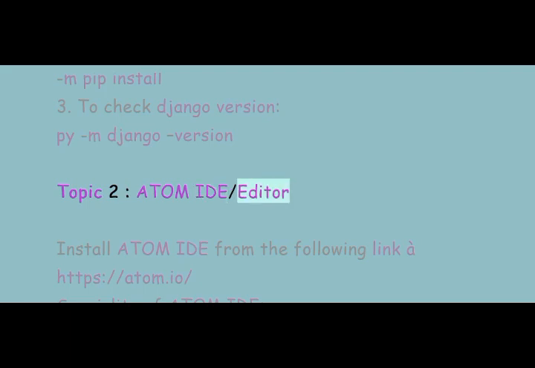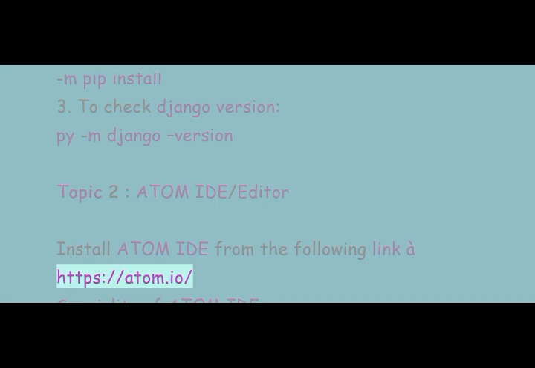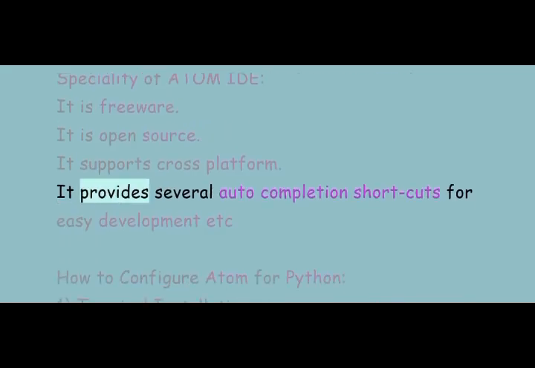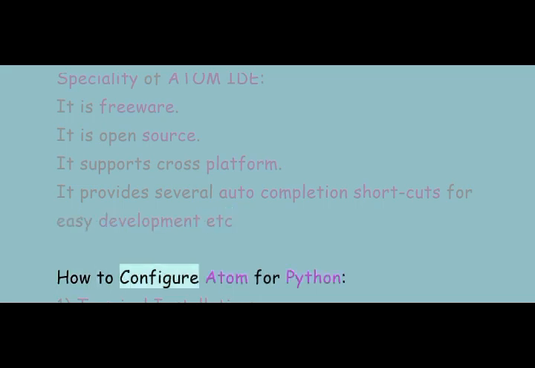Topic 2. Atom IDE Editor. Install Atom IDE from the following link: https://atom.io/. Specialty of Atom IDE: it is freeware, it is open source, it supports cross-platform, and it provides several auto-completion shortcuts for easy development, etc. How to configure Atom for Python.